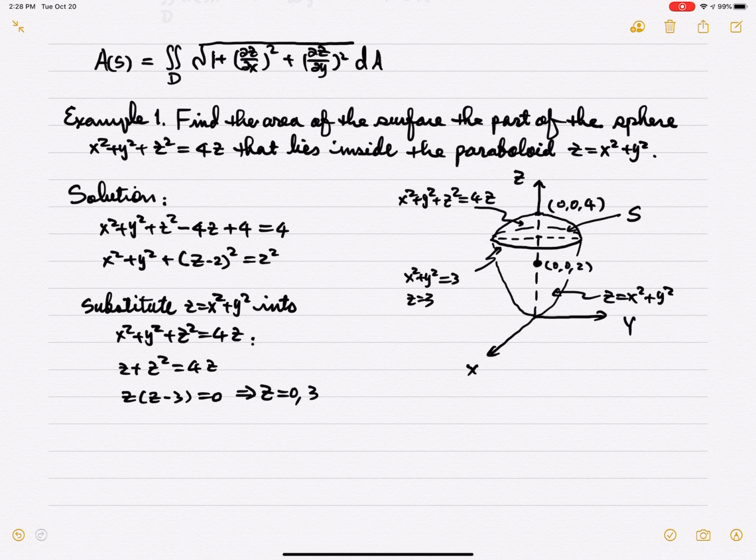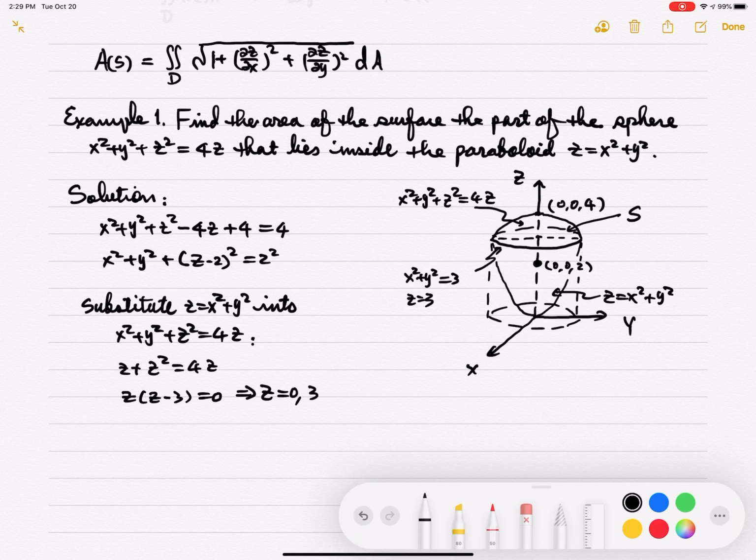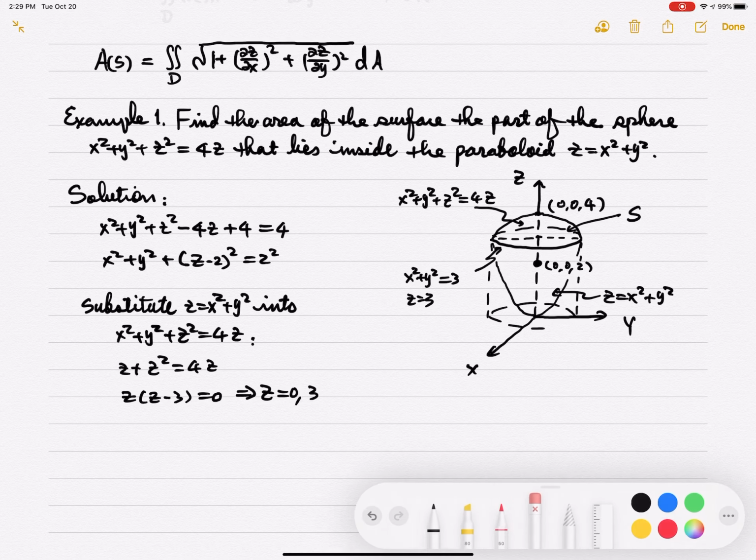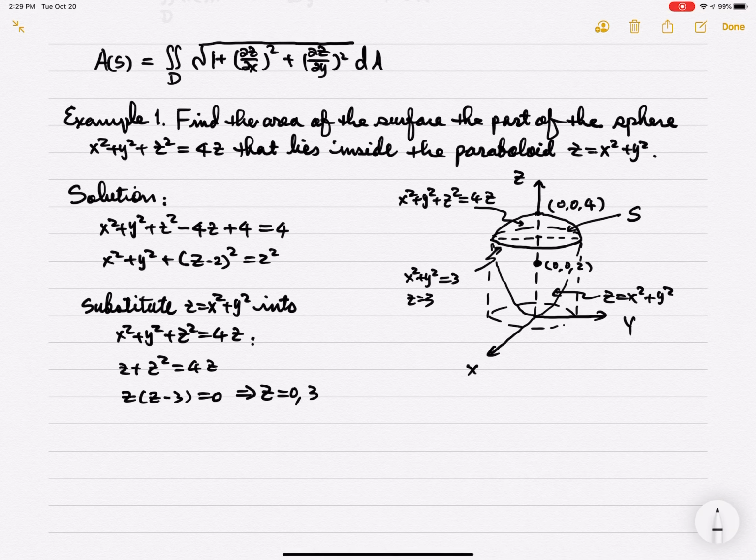Now if you want to find the surface area, you need to see where this surface is, or we say if you project this to the xy plane, you are going to have this circle. How about we shade this part? This is the D part. So that's the D.